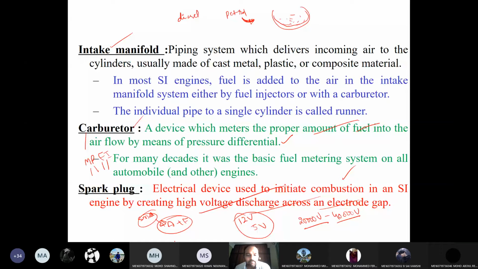Our ultimate aim is to complete the combustion at a faster rate. We need to complete the combustion in microseconds, right? 0.002 seconds is also a lag. We need to complete the combustion within that time. For that, what do we require? We require higher voltage by using primary windings and secondary windings. We'll discuss that in ignition systems.